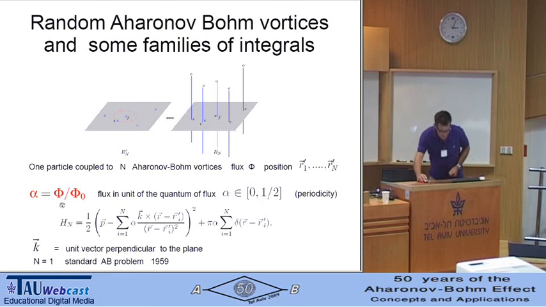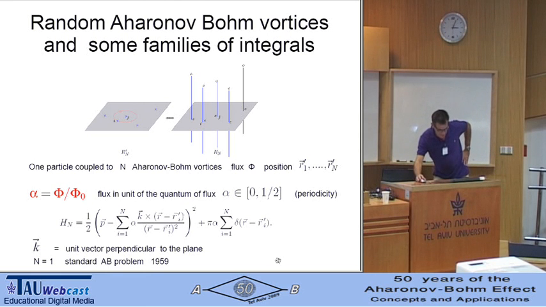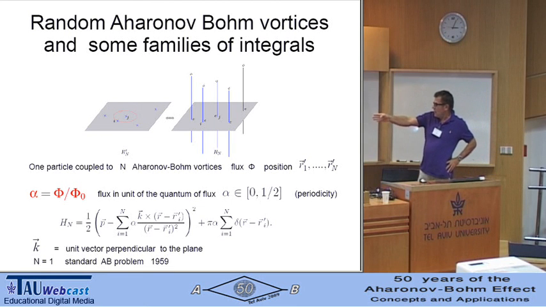So the Hamiltonian is here. This is the standard one. This is the same alpha in both terms? Yes, I will explain this. So the Hamiltonian here is the standard Aharonov-Bohm Hamiltonian. K here is the unit vector perpendicular to the plane. Again, the Ri prime are the locations of the vortices. I have one particle, its position is R, coupled to these n vortices.